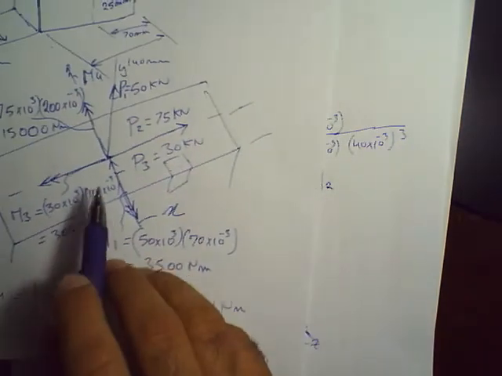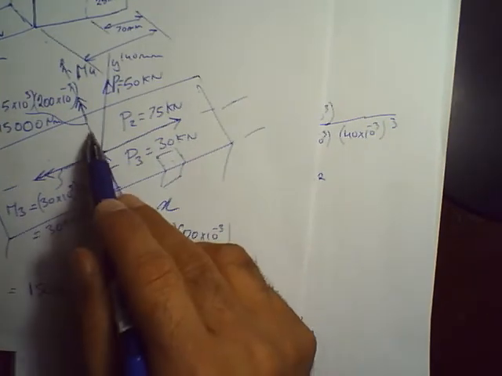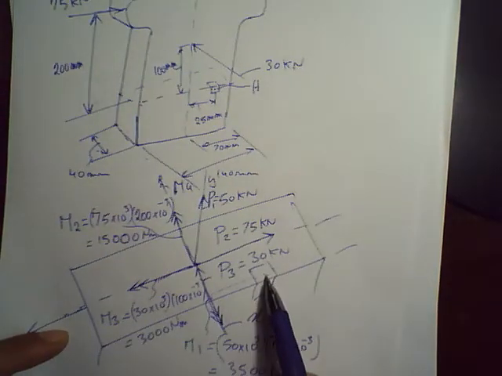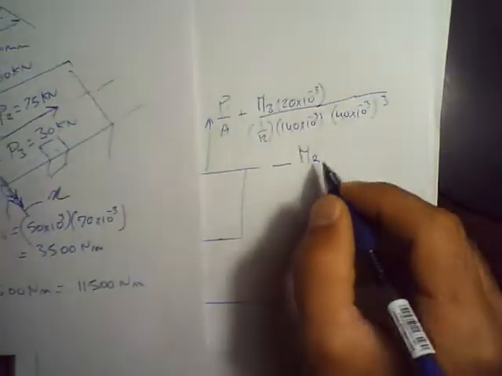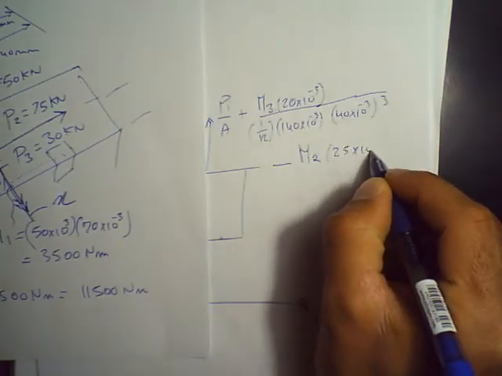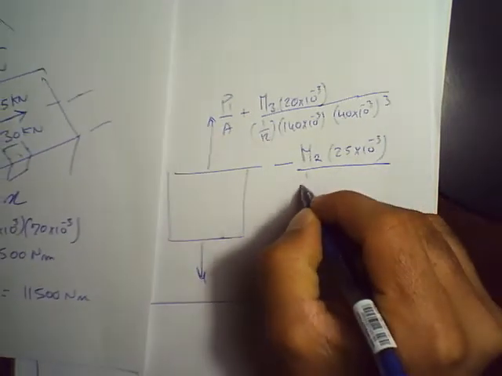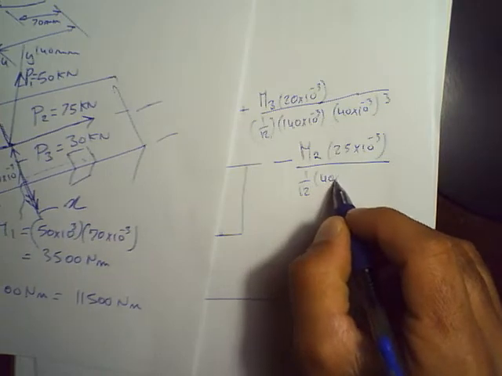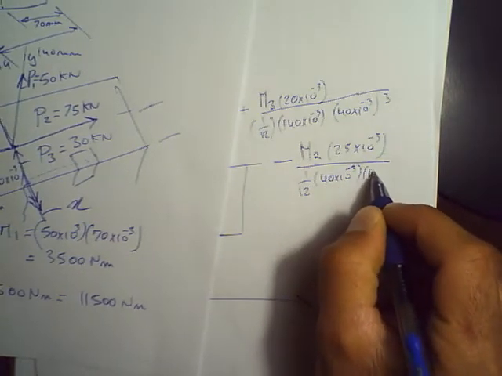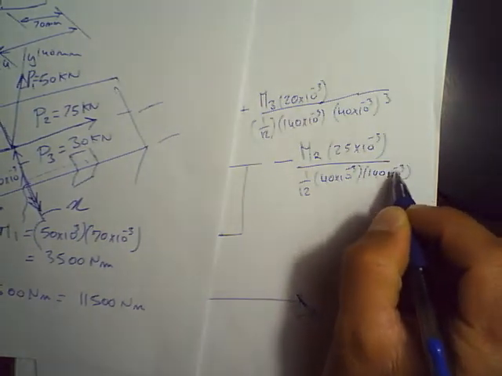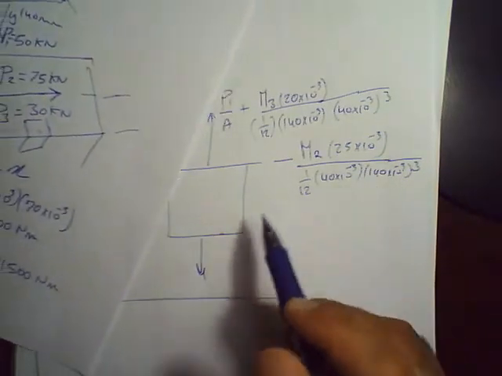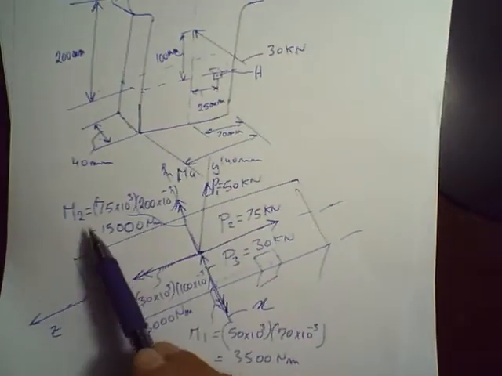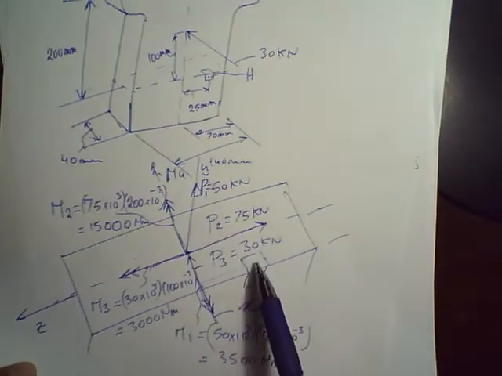Minus M2 multiplied by C. So C is going to be the distance between the neutral axis where the moment basically lies to that point, right? The distance between the neutral axis and that point is equal to 25 millimeters. So M2 times 25 times 10 to the minus 3, divided by 1 over 12. What is the base? So now we're going to flip them. 40 times 10 to the minus 3, 140 times 10 to the minus 3, and the whole thing is to the power cube. And that is really it. So we have P1, M3, and then M2, which are creating axial stresses on this element.